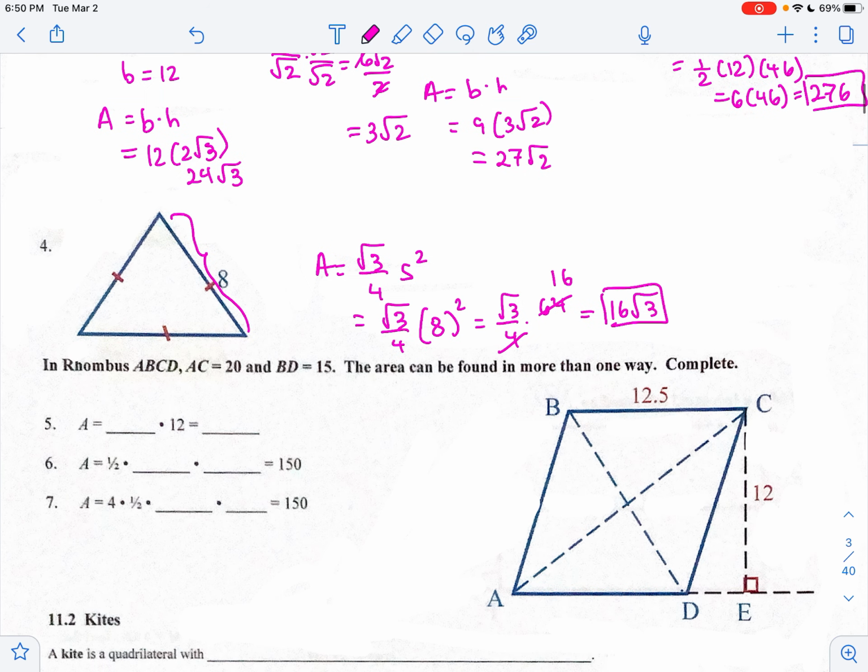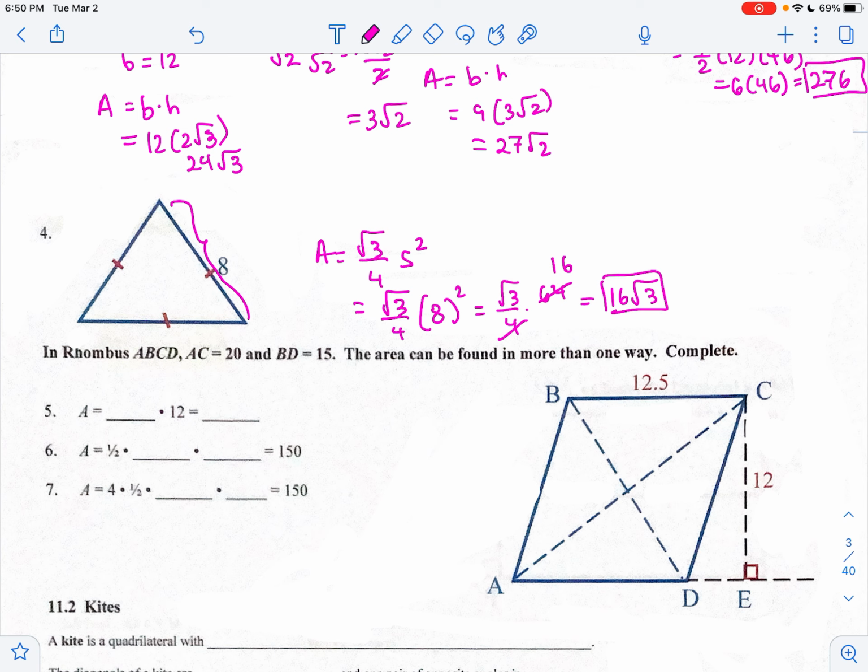I'd like for you guys to take a look at 5, 6, and 7 and try to complete those on your own. It wants you to find the area of the rhombus using the fact that AC, one of the diagonals, is 20, the other one is 15, and they want you to show that there's more than one way to solve this problem. So fill in the blank to come up with what you think those values are, and we'll double check our answers at the start of Monday's class.